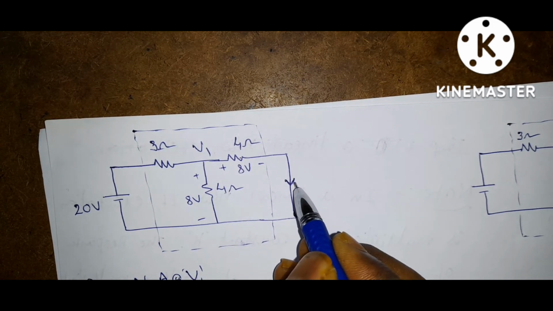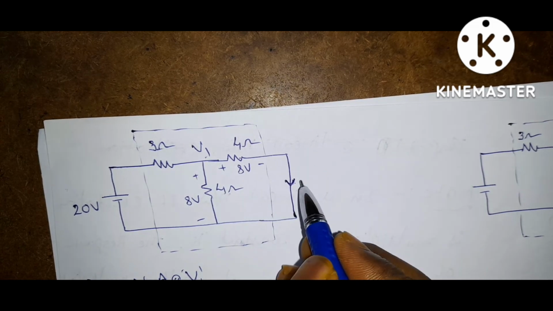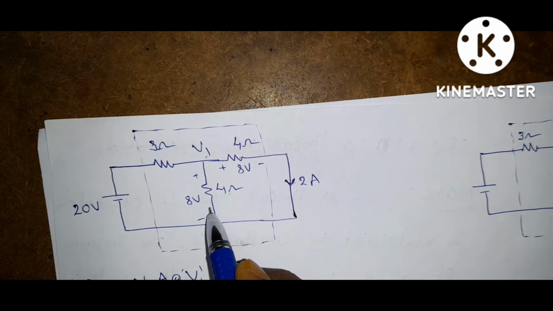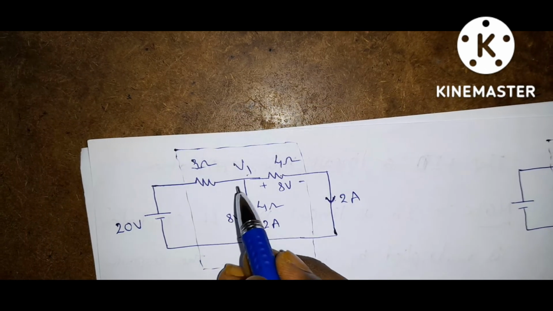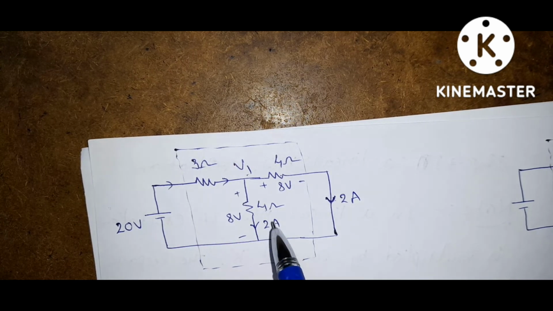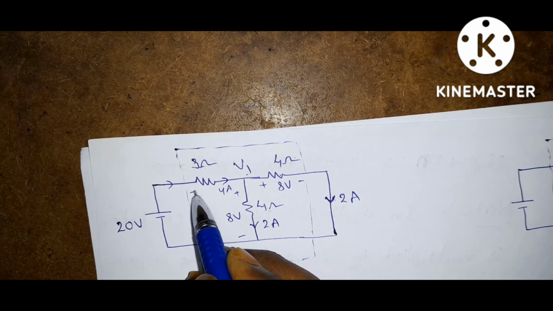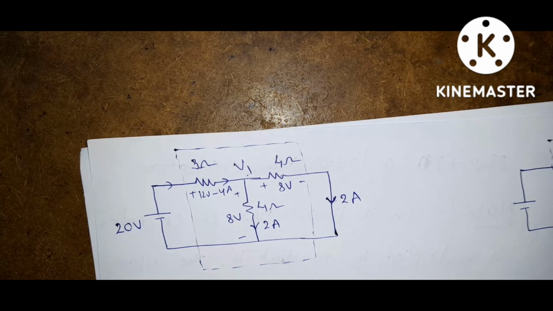Now what is the current flowing through this branch? It is V1 by 4, which is 2 amps. Here also it is 2 amps. Now here, by KCL, what is the current? This is 2, this is 2, so totally you will get 4 amps here. So the voltage across the 3 ohm resistor is 4 into 3, 12 volts.